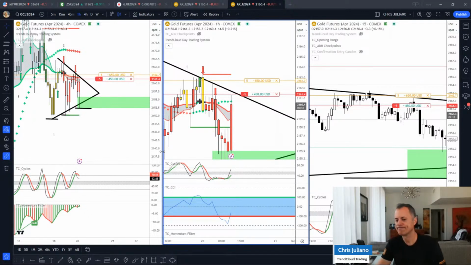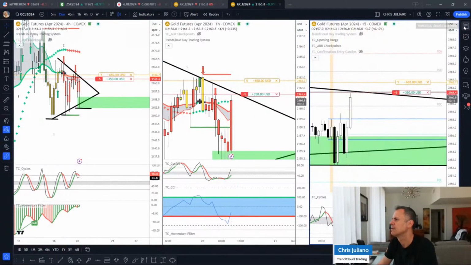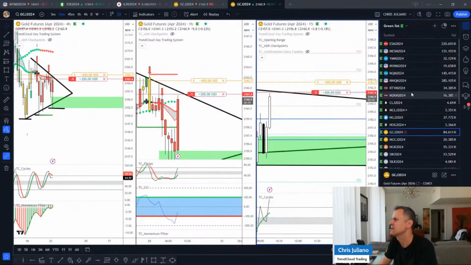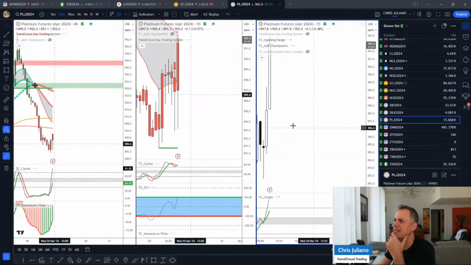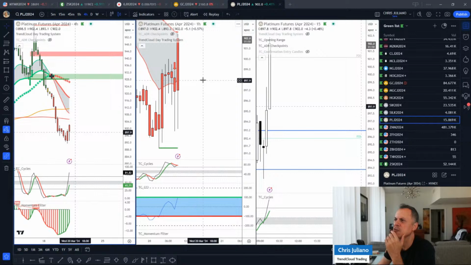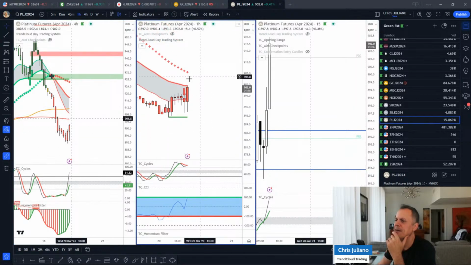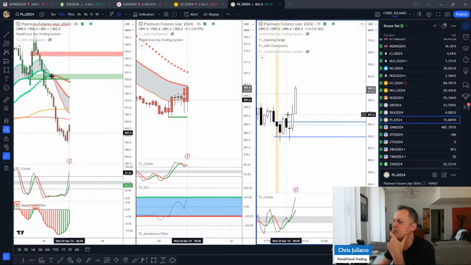All right. Mixed signals. Mixed signals on the indexes. What else? Hey, let's take a look at platinum. Downtrend. Breaking out to the upside.